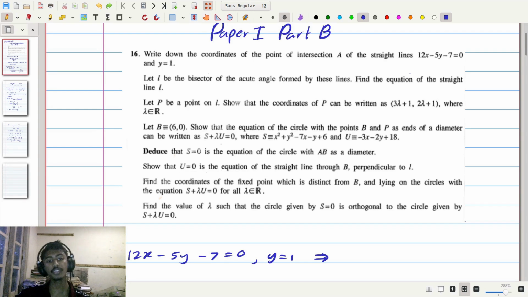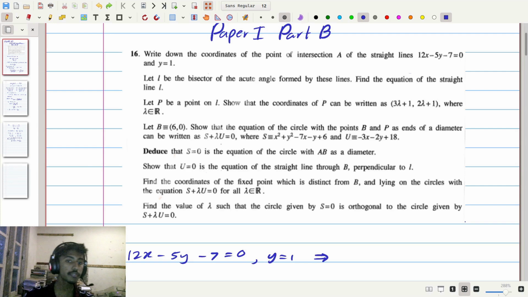After this, the question says, find the coordinates of the fixed point which is distinct from B, so any other point that's not B, but is also lying on the circles with equation S + lambda U = 0 for all lambda an element of the real numbers. The question then says, find the value of lambda such that the circle given by S = 0 is orthogonal to the circle given by S + lambda U = 0. So for a particular value of lambda, this will hold true.